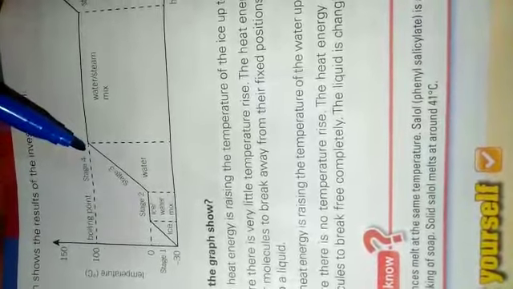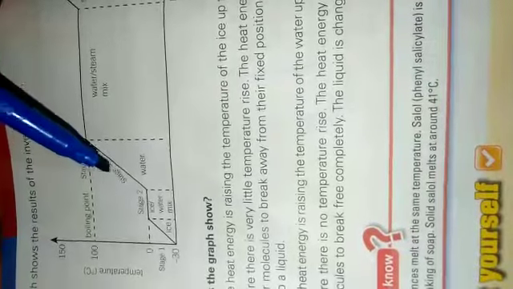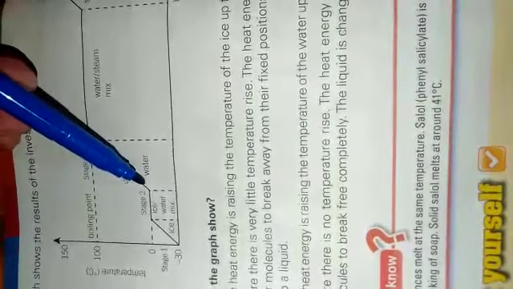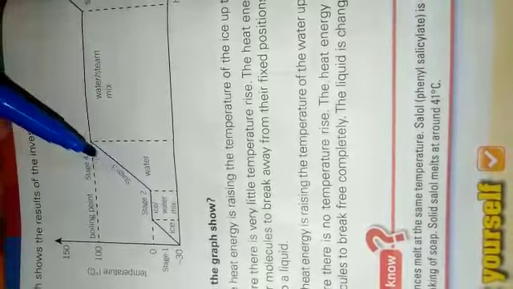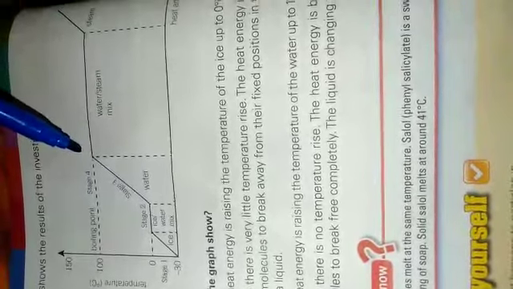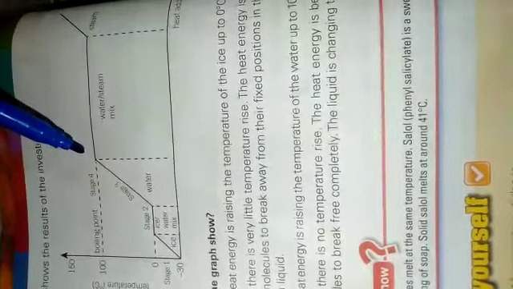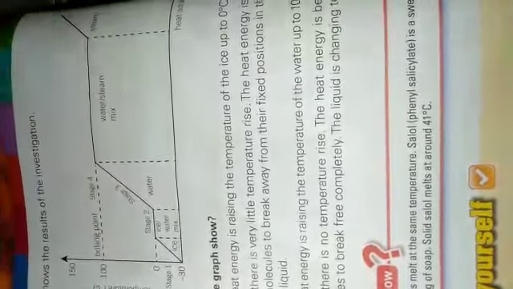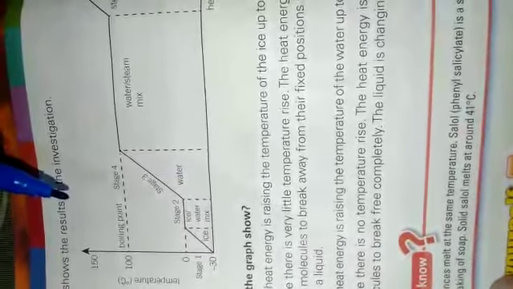This is stage 3. At this stage, the temperature of the water is rising from 0 degrees Celsius until it reaches 100 degrees Celsius. 100 degrees Celsius is the boiling point of the water. At stage 3, the energy added is used to increase the temperature of the water.